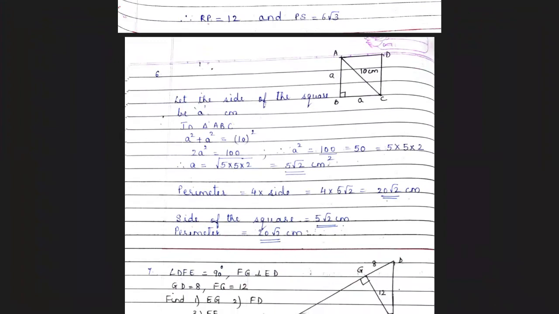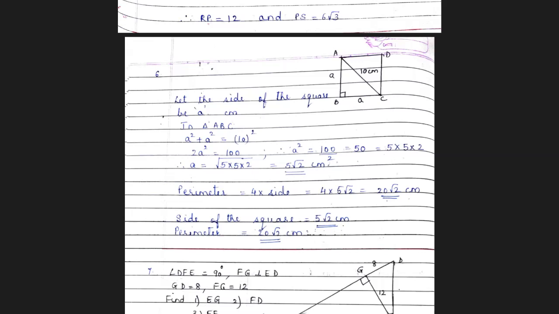Another part of the question was to find the perimeter, which is 4 into side. 4 into 5 root 2, which is 20 root 2 centimeter. Write down the final answer. Side of the square is 5 root 2 centimeter and perimeter is 20 root 2 centimeter.